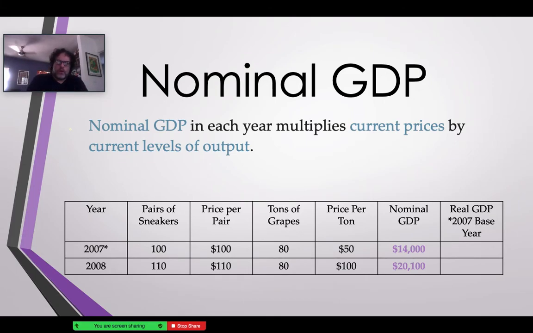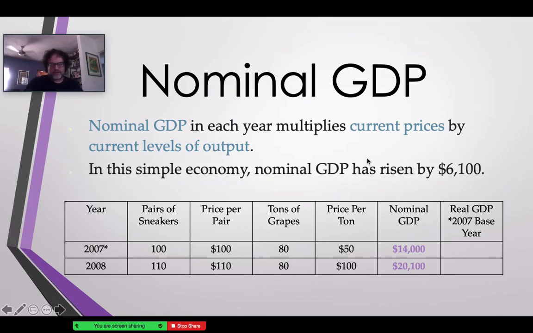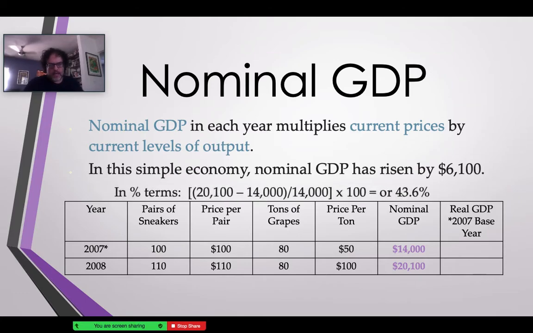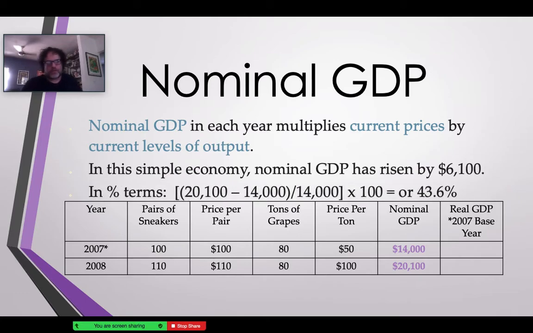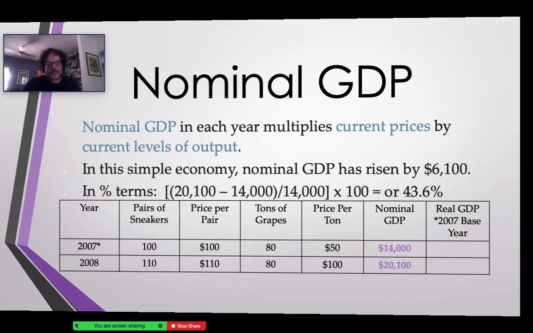So what do we do? We're going to use 2007 as the base year, and we'll take 2008 quantities times 2007 prices. Now we'll know, since prices are constant, a higher number must mean we produced more stuff. If you do this, there's a 43.6 percent change in nominal GDP. 20,000 minus 14,000 over 14,000 times 100 gets you about a 43% change. But again, we don't care too much about nominal GDP.